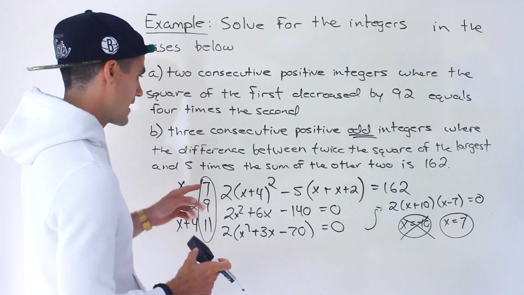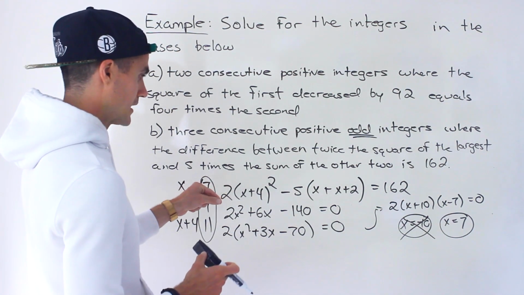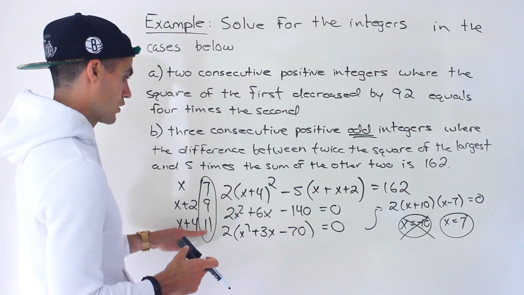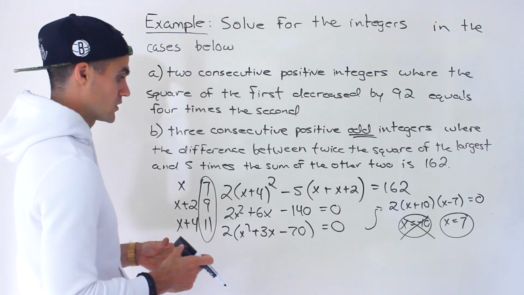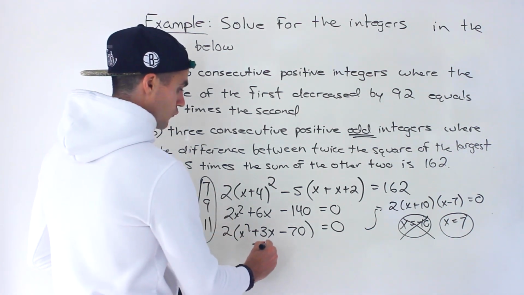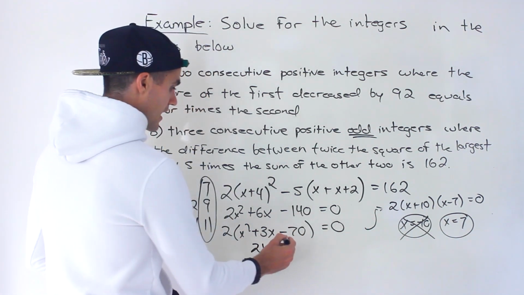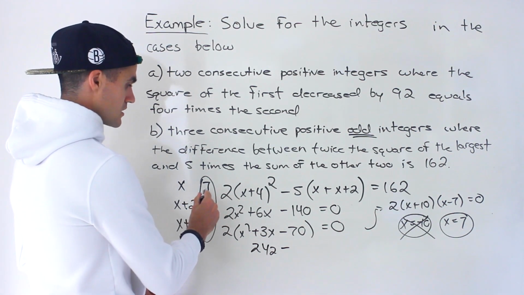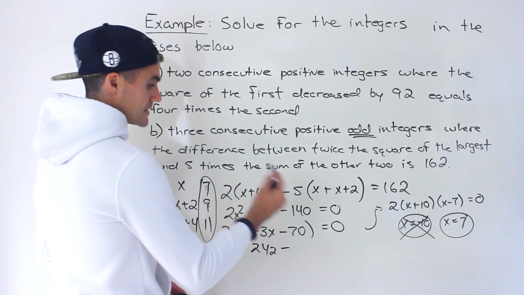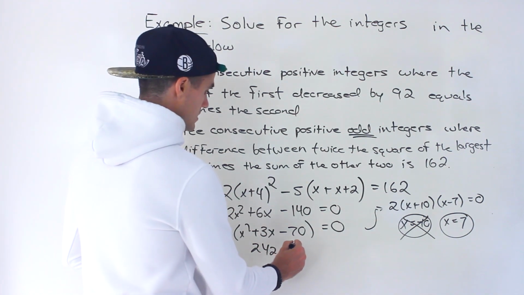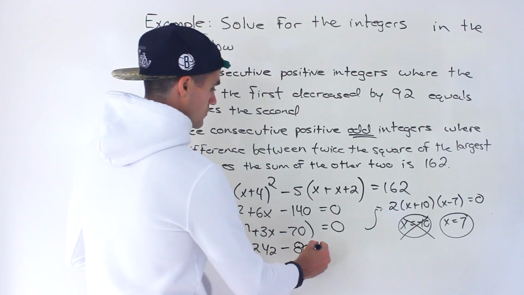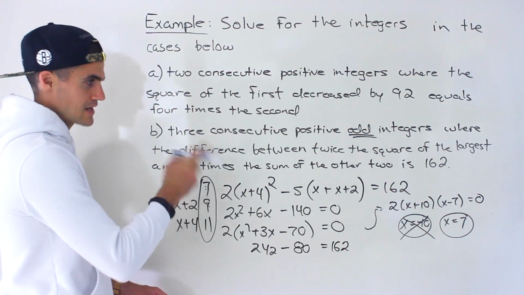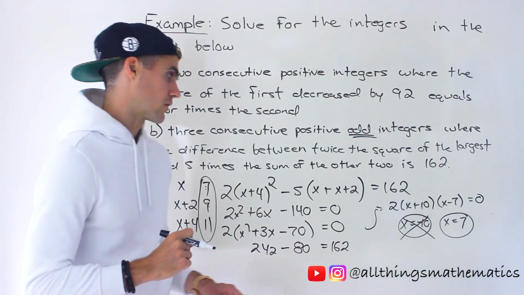Again, we could take these values, plug them in, and see what we get. If we take the largest of them, 11, square it, that would be 121, times 2, that gives us 242, minus 5 times the sum of the other two. 9 plus 7 gives us 16, times 5 gives us 80, and notice 242 minus 80 gives us that difference of 162. So these solutions make sense according to the words that were given.